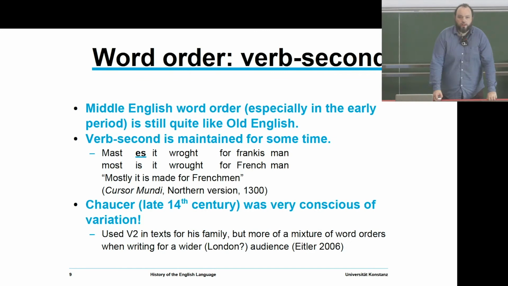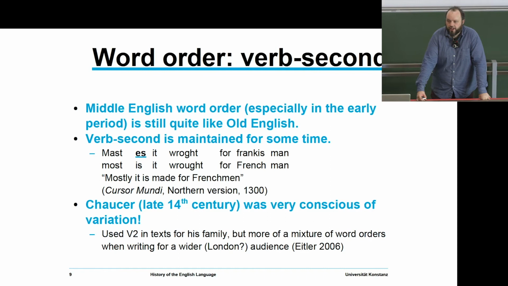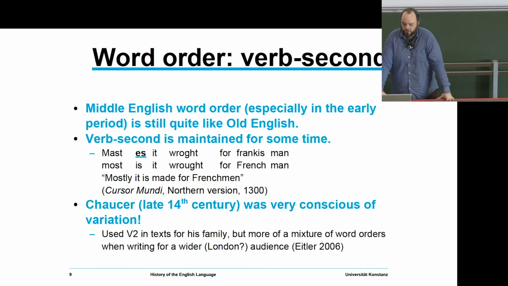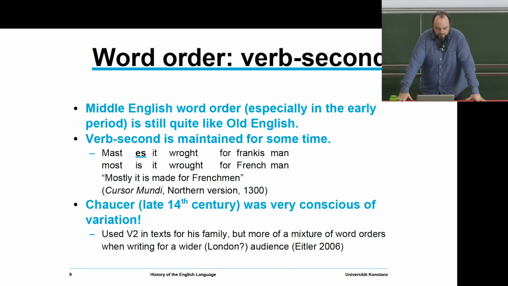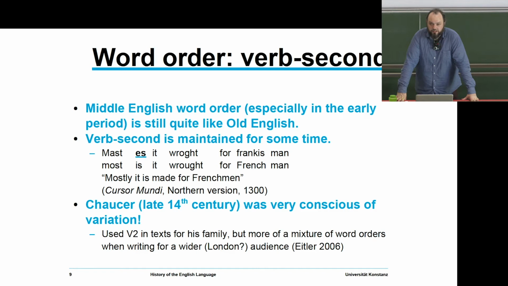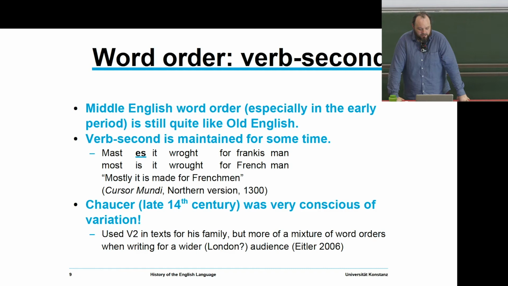Okay. Now, insofar as word order is concerned, I've said that the language moves towards SVO, but that doesn't happen overnight. So this isn't something that the Old English speakers suddenly get. They don't wake up after the Norman Conquest and suddenly speak with SVO word order. It's still quite like Old English for a long, long time. Here we've got a text on the slide from 1300. This is the northern version of the Cursor Mundi, which we'll come back to later on. So this is a long time later, in the middle of the Middle English period, pretty much slap bang in the middle. And we see subject-verb inversion. The finite verb is, and then the subject, it.